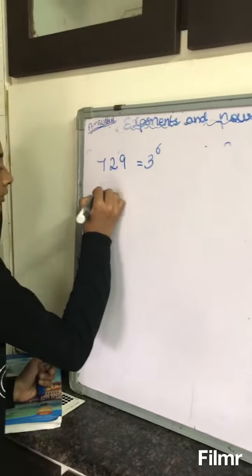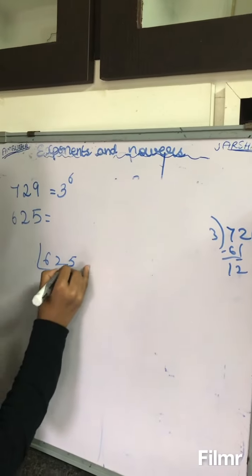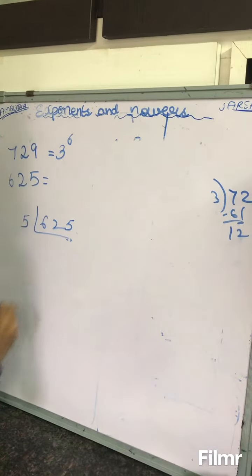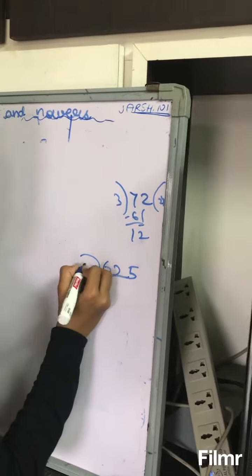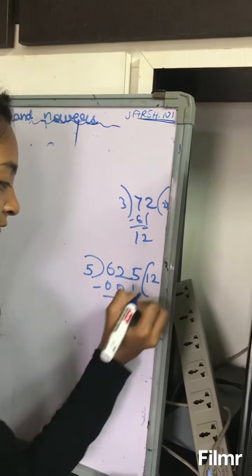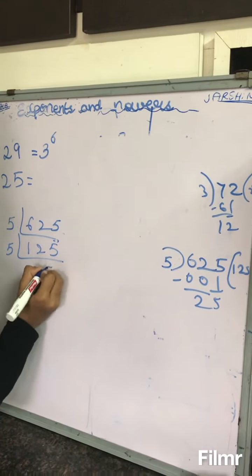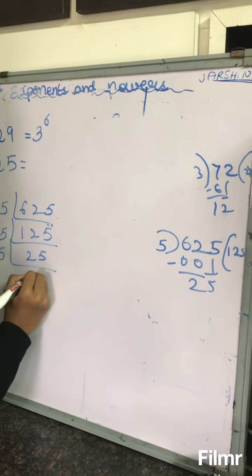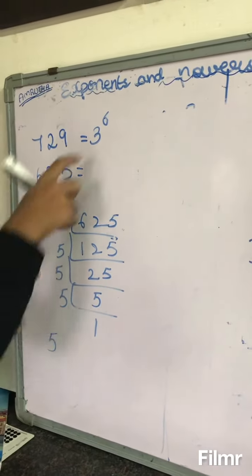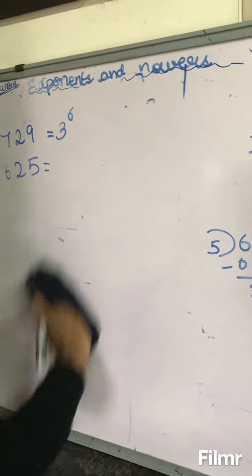Next, let's find another number, 625. Here the last digit is 5, so this is divisible by 5. Let's go to the 5 table. 625 divided by 5 gives 125. 125 divided by 5 is 25. 25 divided by 5 is 5. 5 divided by 5 is 1. Here the exponent is 5, and the number of times it is multiplied is the power. So 5 to the power of 4 is 625.